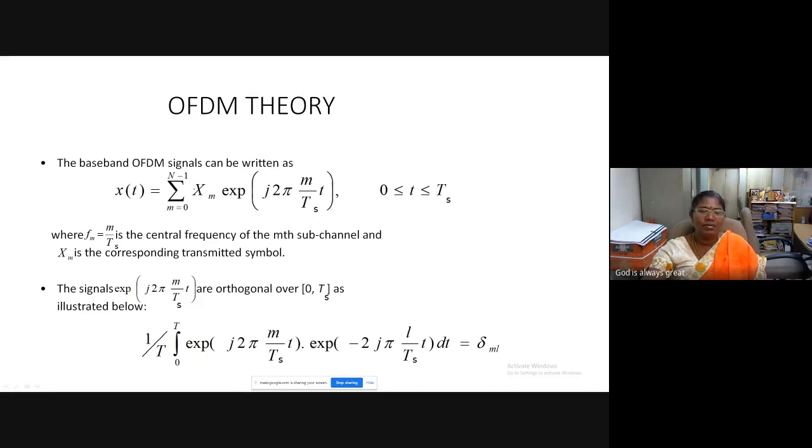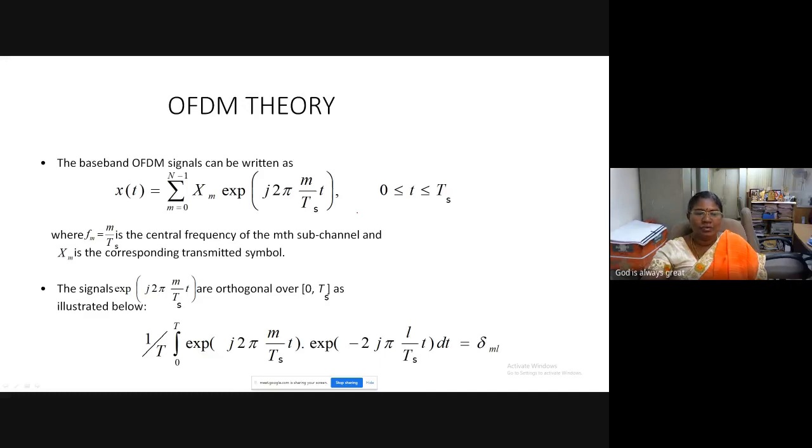Xm is the data that has been transmitted over that line, multiplied by e power j. The cos of 2 pi fc t is written in exponential form here as e power j 2 pi f t. The fm is replaced as integer multiples, so m times 1 by ts, into t. E power j 2 pi fm t, where fm is replaced as m by ts. So m by ts is the central frequency of the mth subchannel. This is your normal signal equation for the OFDM. What is the symbol equation for the OFDM? This is the normal symbol equation for the OFDM.